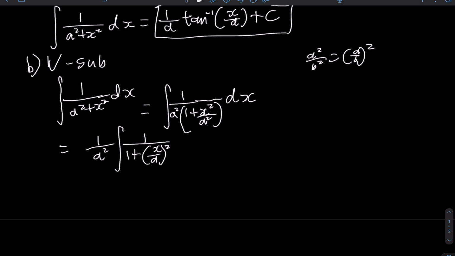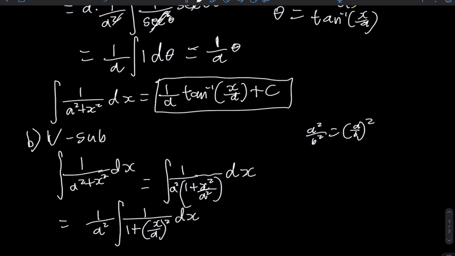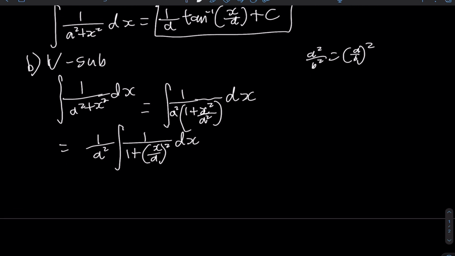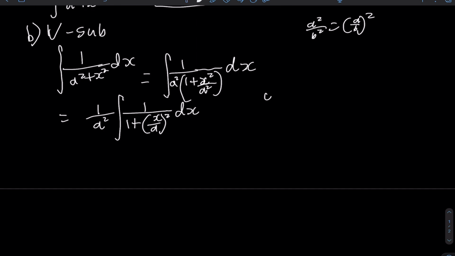So now what we see is that we have 1 plus something squared. And that looks like a good case to use a u sub, because we know that 1 over 1 plus x squared is the arctan integral. So if we set u to be x over a, we know that du is going to be 1 over a, and then therefore dx is going to be a du. So now we can actually take this a out immediately.